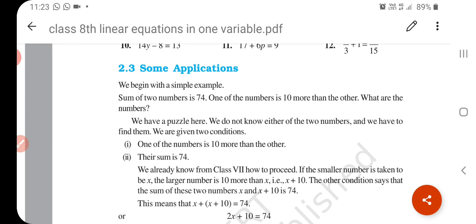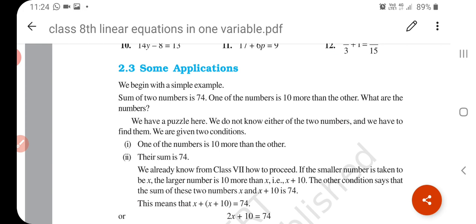transposition method. Balancing method, what is the rule to solve by the balancing method? Add or subtract the same number on both sides of the equation, multiply or divide both sides of the equation by the same non-zero number. If you want to multiply or divide, then you must use the same non-zero number. Variable and constant can be changed from one side to another. This is called the transposition method.